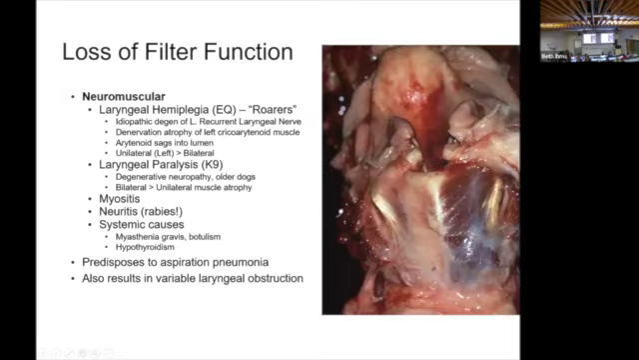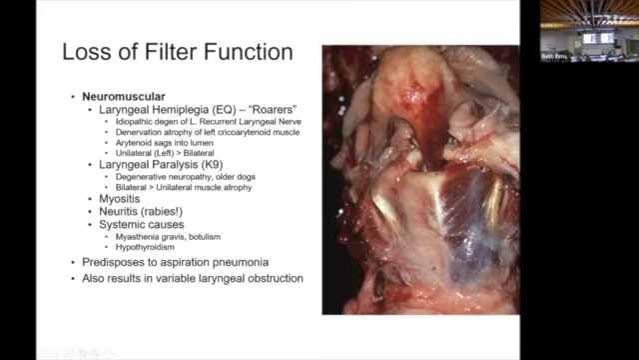And then this is kind of a special case. Loss of function, especially when it's neuromuscular, can also result in a degree of obstruction. This one has a little bit of overlap because your larynx is not working, and part of the function of your larynx is to keep things out. So you can't open your larynx all the way. You're also going to get obstruction. So this causes roaring in equines and in dogs.